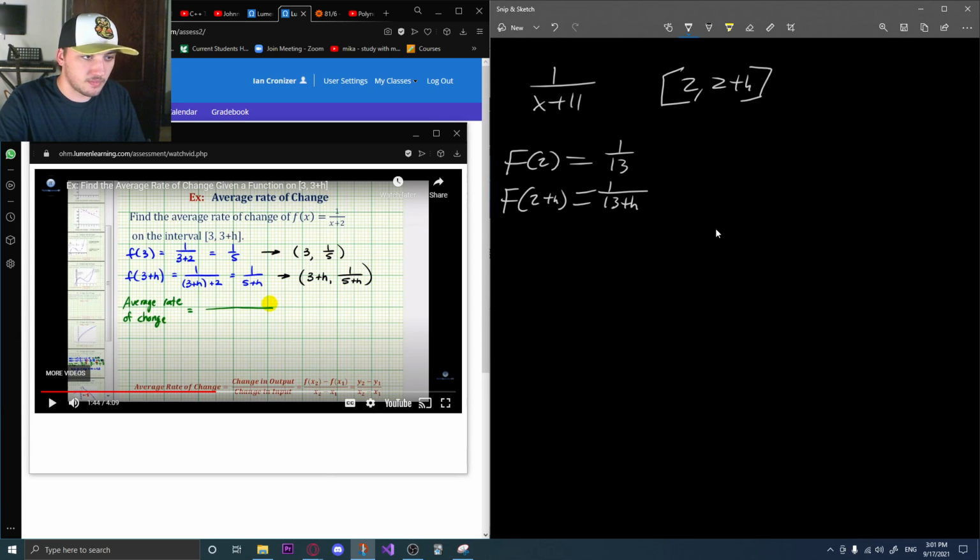So these are going to be like y's, these are going to be x's. So x2 minus x1 is going to be like 2 plus h minus 2 over 1 over 13 plus h minus 1 over 13.